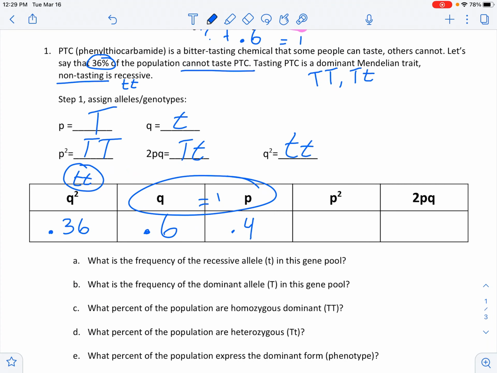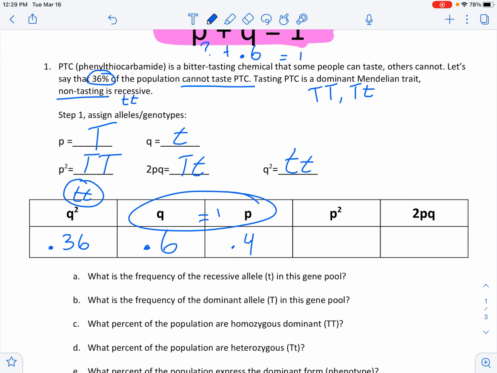How do we move to the next line over? How do we go from here to here? We would just square p. If p is 0.4, what's p squared? Well, 0.4 times 0.4 is 0.16.